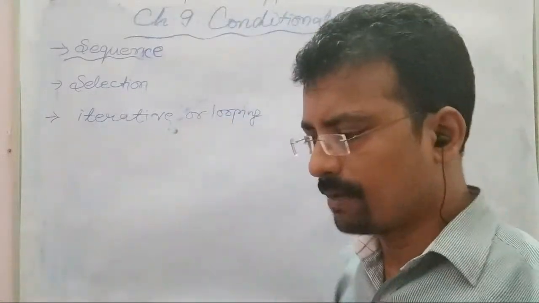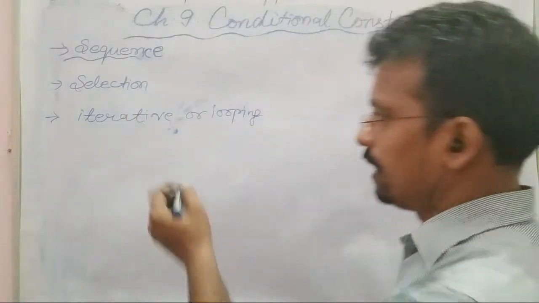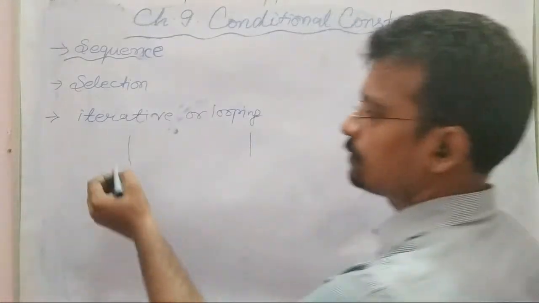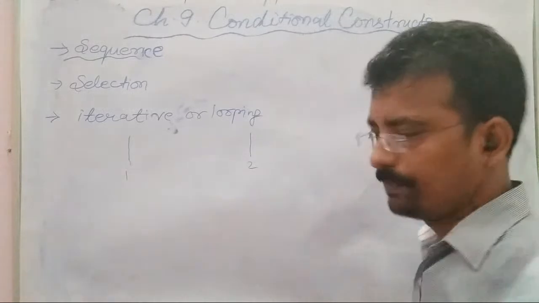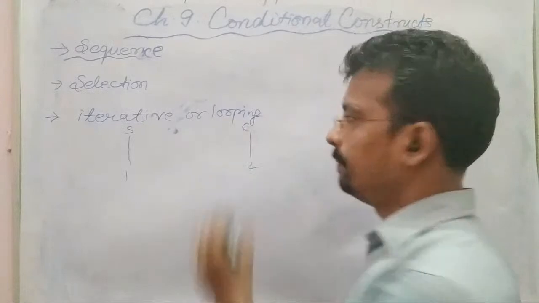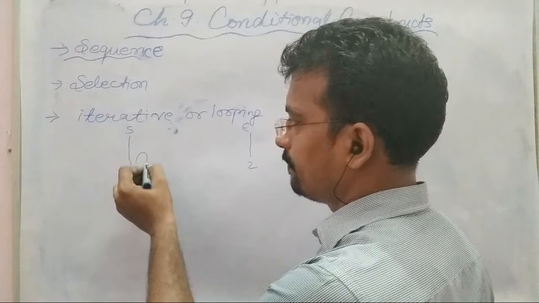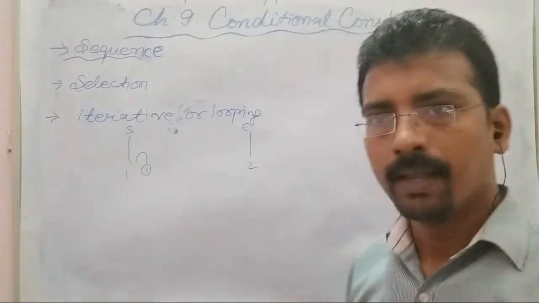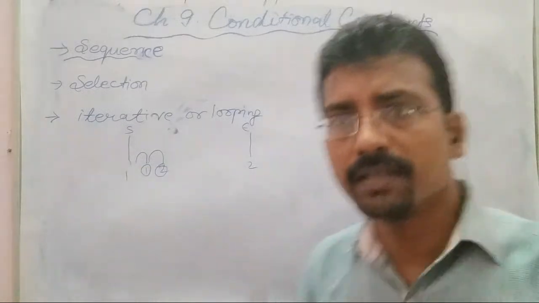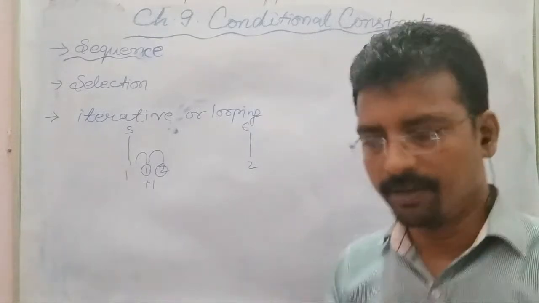A very simple example of repetition: if I am saying I have to go from this wall to this wall. This is wall number 1, this is wall number 2. This is the starting wall, this is the ending wall. Do you know what repetition is? I will take one step, I will take a second step. Where is the repetition? Every time I am increasing one more step.